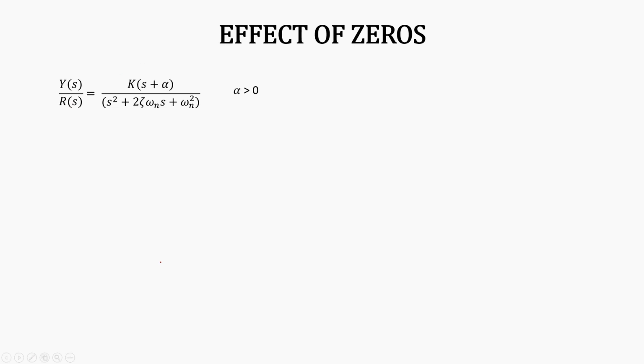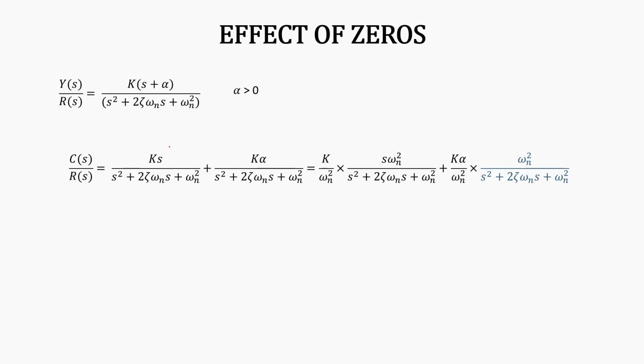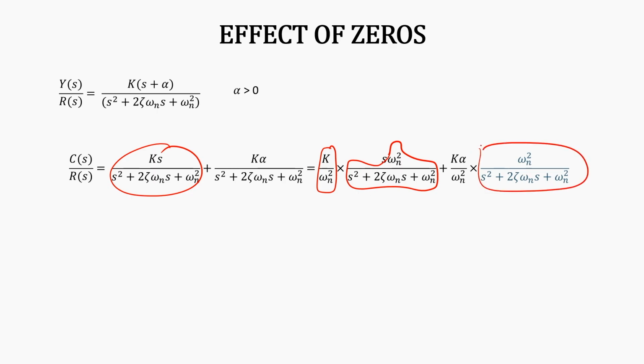Similar analysis can be done for zeros as well. Suppose this was your system, with an additional zero. Now, if you write this system again in partial fraction form, this will be what it is. Notice here, this part again I can write in the standard form, where I can write k by omega n square multiplied by omega n square. So, this part is standard, and this part I am also writing in a standard form. This is just the same thing written in a different way.